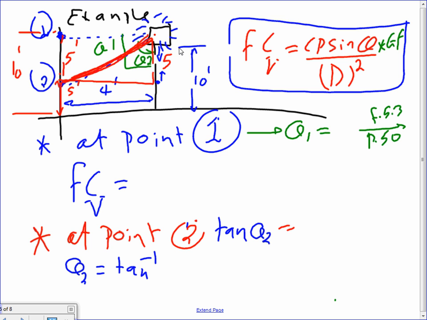I have a fixture 10 foot high, shooting lights at a wall. The wall and the fixture are 4 feet apart, and I need to do the calculation at point 1, which is the 10 foot, and at point 2, which is 5 feet. Cool? 2 calculations I need to do.